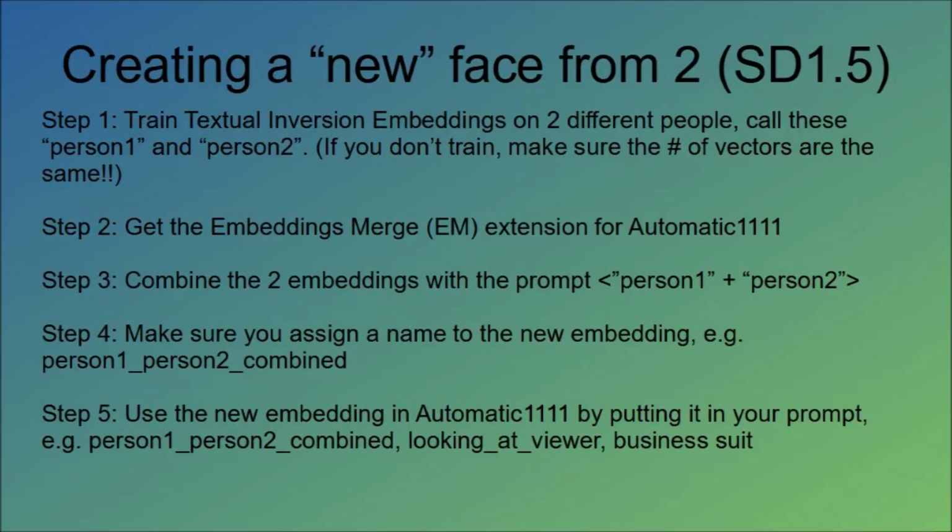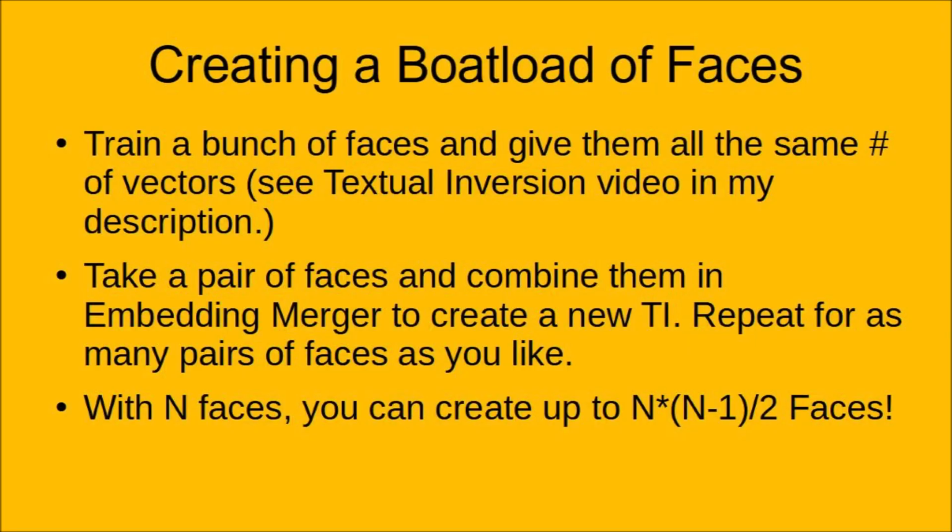You can train 2 textual inversions as a way to mix 2 people's faces into one, but if you train more than 2 facial textual inversions, you can create a number of faces on the order of big O(n squared). These are all consistent faces that will at least somewhat resemble each of the parent faces used to create them.